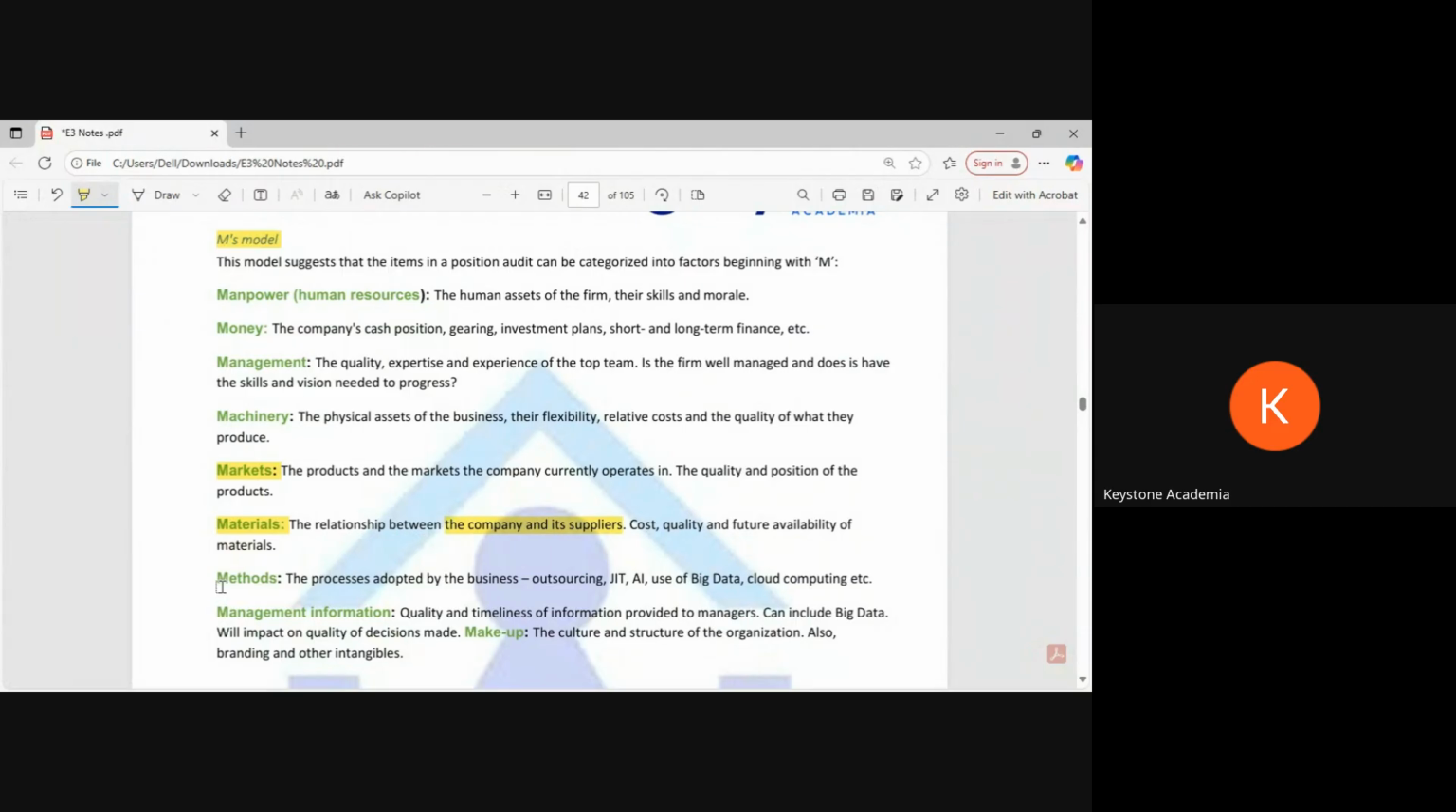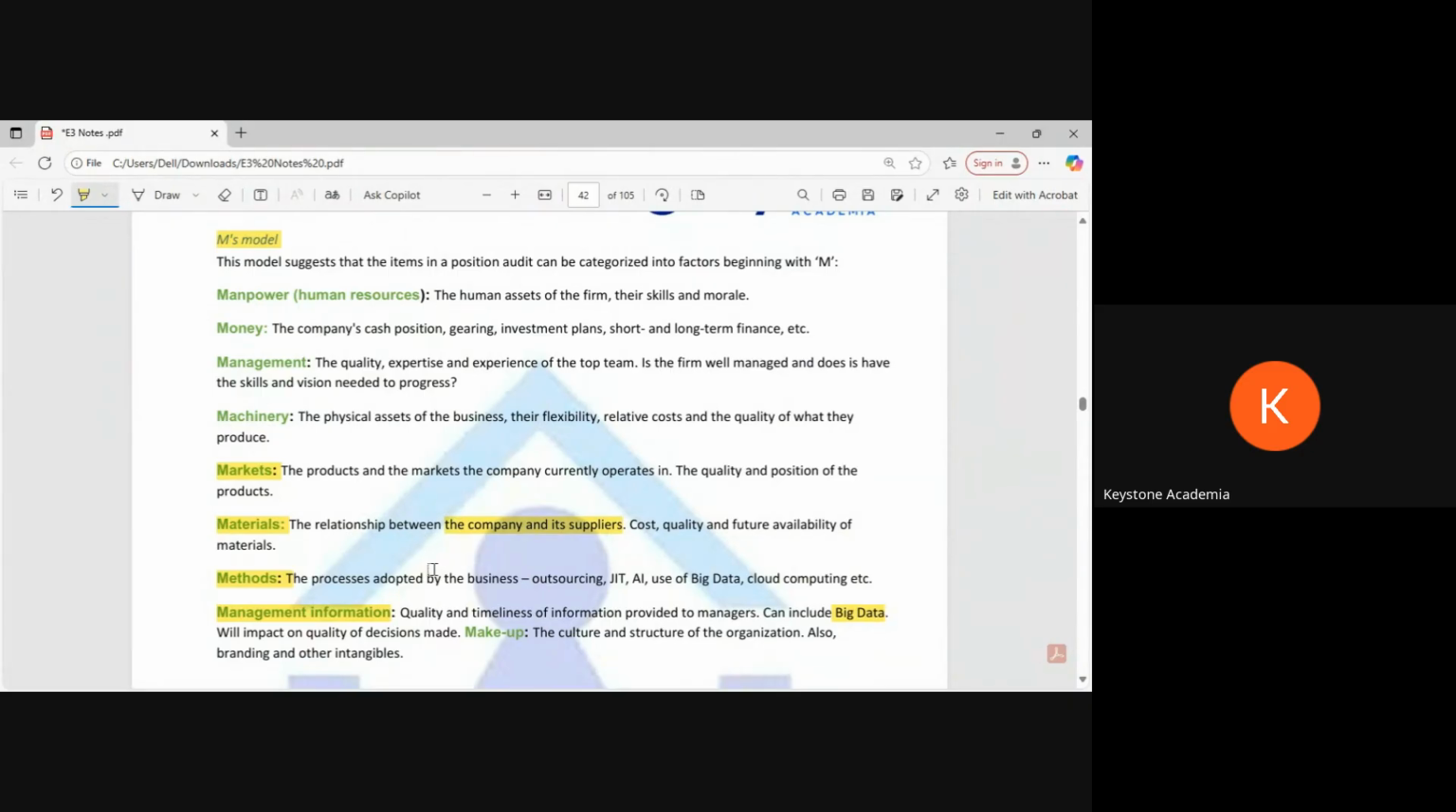Then what methods we are using: outsourcing, just in time, what technology we are using, and management information, how we are getting information. In today's world, most companies are getting it from big data. Apart from that, do we have any other source?